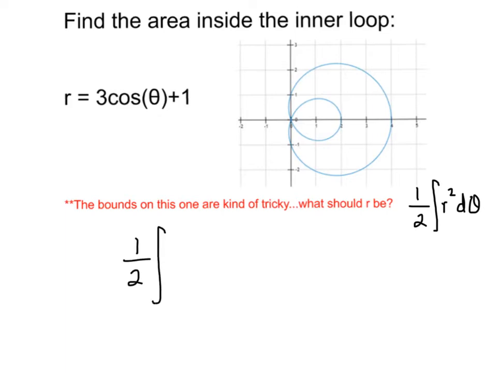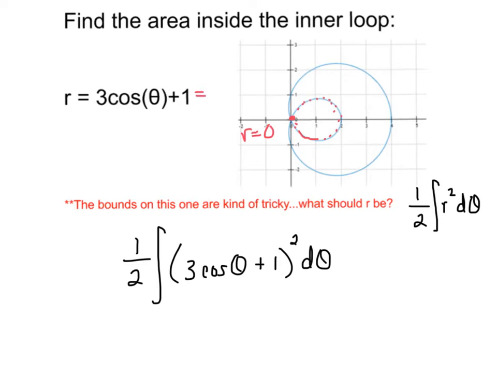Okay? So this should be, to start off with, really easy. It's 1/2 and then r squared. And the tricky thing is always the bounds. Okay? So here's what we need to do. We know that this loop is what we want, and it begins and ends when r is 0. Remember, r is how far away from the origin we are. So in the beginning and end of the loop, r is 0 because we're at the origin.